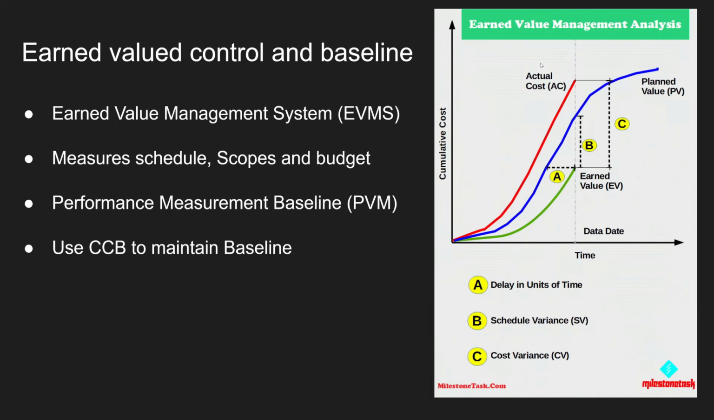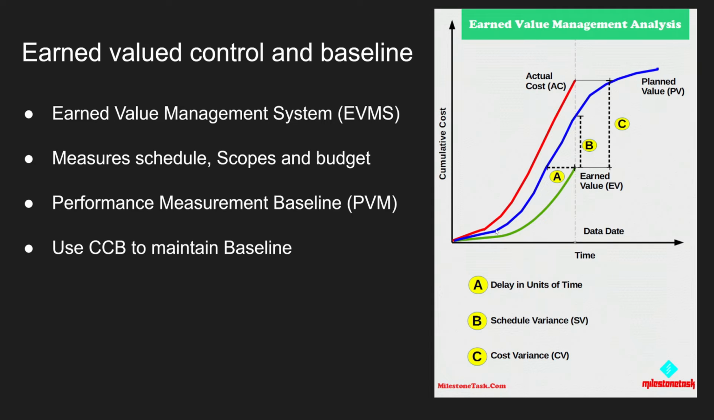So, earned value and control baseline. If you plan out everything ahead of time, you should be able to figure out what your planned value is, or what you should be able to accomplish with a certain amount of time and a certain amount of cost. And you can graph this, and this graph is called the baseline. This allows you to measure the schedule, scope, and budget.